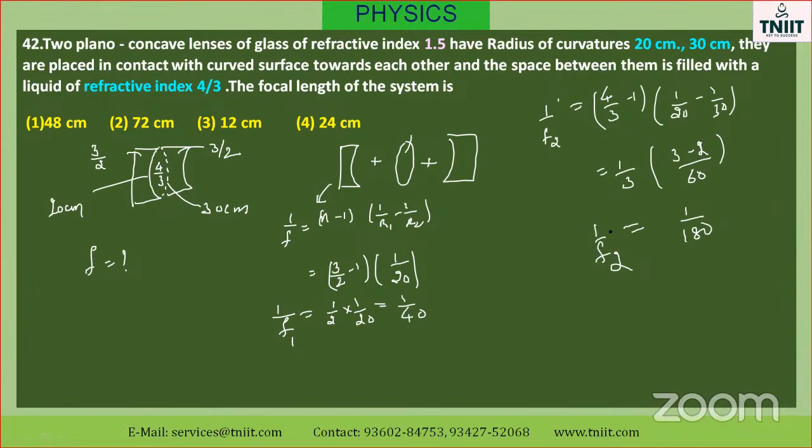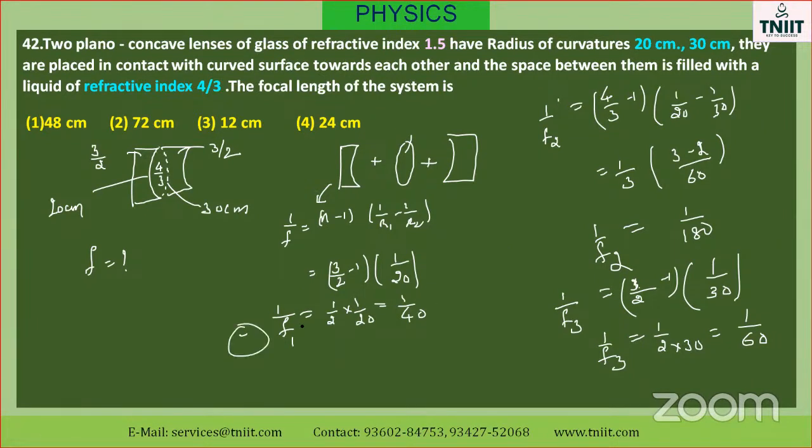Similarly, can you calculate what is F3 for the third case? It is 1 divided by (3 by 2 minus 1) into the second case, 1 by 30. So this is 1 by 2 into 30, that will be 1 by 60. This is F3. But please remember, two lenses are concave lenses, so these values should be negative. The second one is a convex lens, so it should be positive.